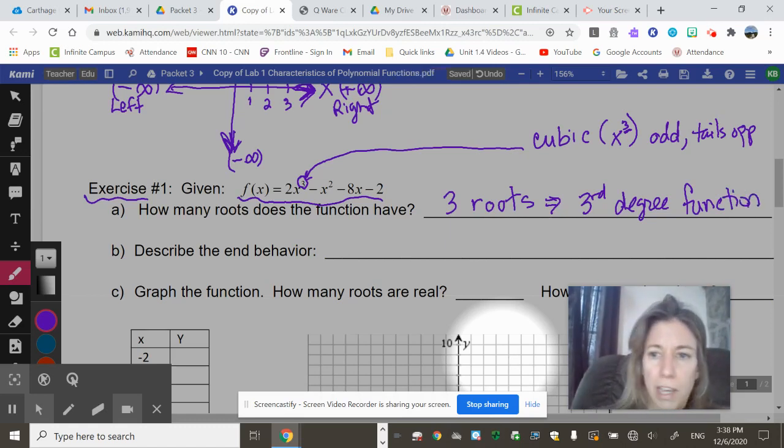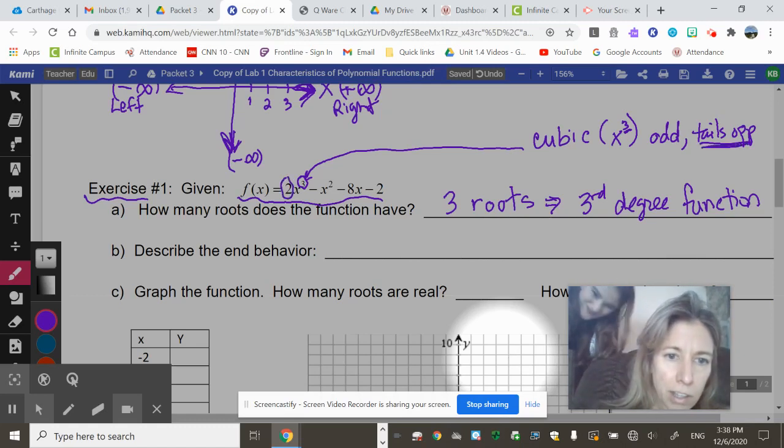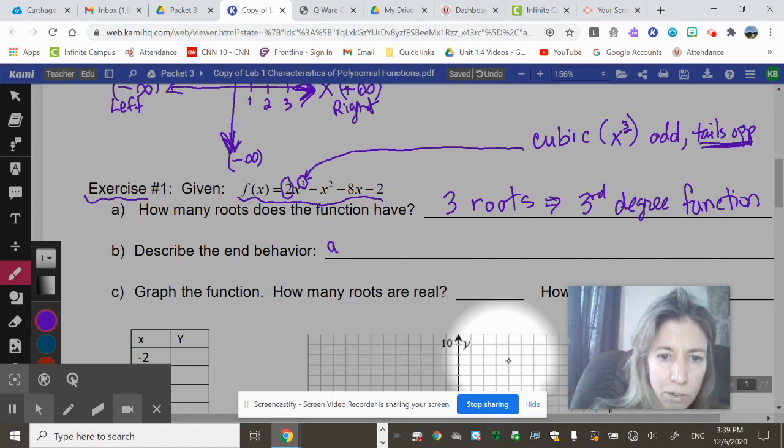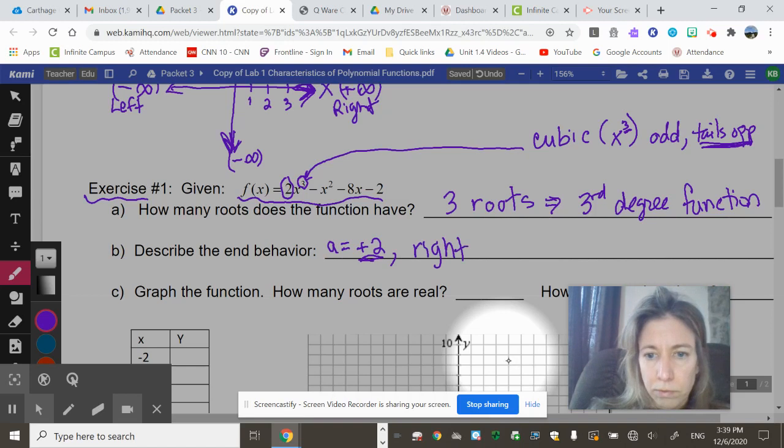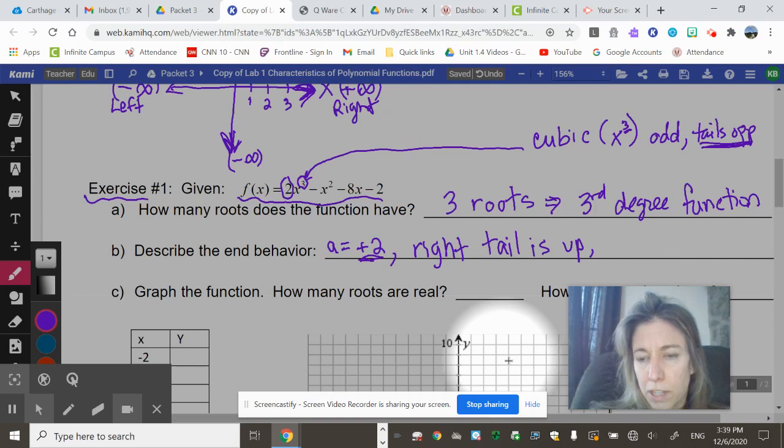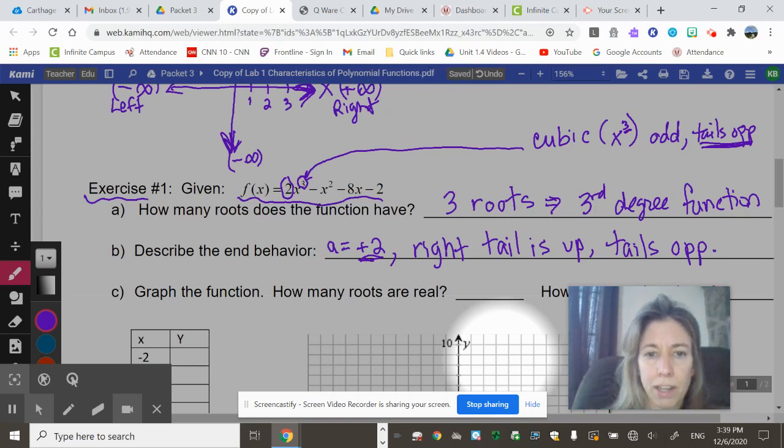So the end behavior, we already talked about that the tails are going to be in opposite directions. But if we look at this a value, the lead coefficient, since the lead coefficient or the a value is positive 2, that tells us about the right tail. Since it's positive, the right tail is going to go up. And we know the tails are going to be opposite directions, so that means the left tail has to be going down.